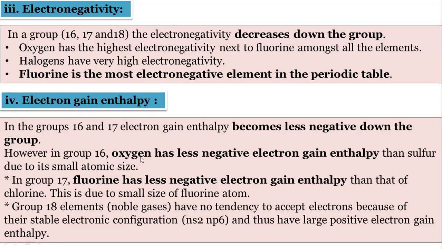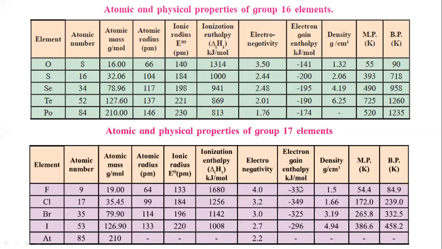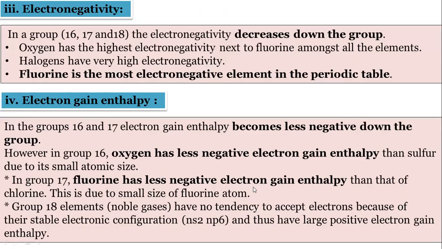In case of group 16, oxygen has less negative electron gain enthalpy than sulfur because of its small atomic size. The same is applicable for fluorine also. Fluorine has a less negative electron gain enthalpy value than chlorine. See here, the electron gain enthalpy value of fluorine is minus 333 and that of chlorine is minus 349. This is smaller because of small size. Due to the small size, this is happening.